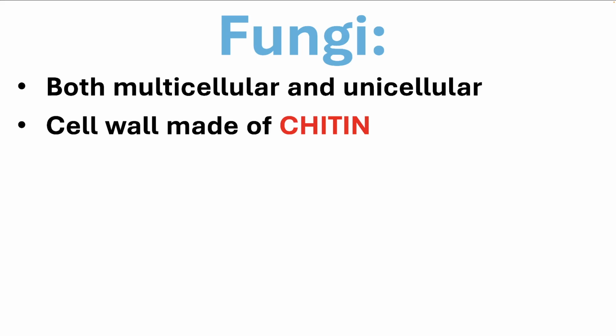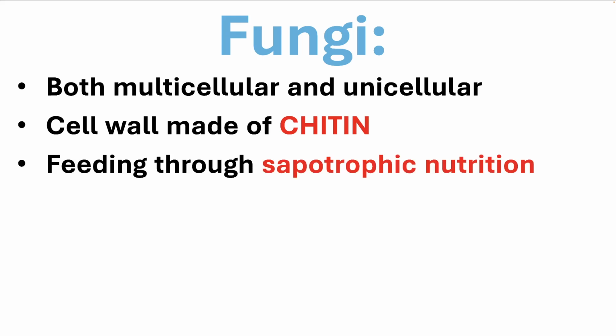Anyways, you also need to know that fungi, like plant cells, have cell walls, except instead of a cellulose cell wall, their cell walls are made of a substance named chitin. Also, unlike plants which feed by autotrophic nutrition, and animals which feed by heterotrophic nutrition, fungi feed through something we call saprotrophic nutrition, another very important exam keyword.